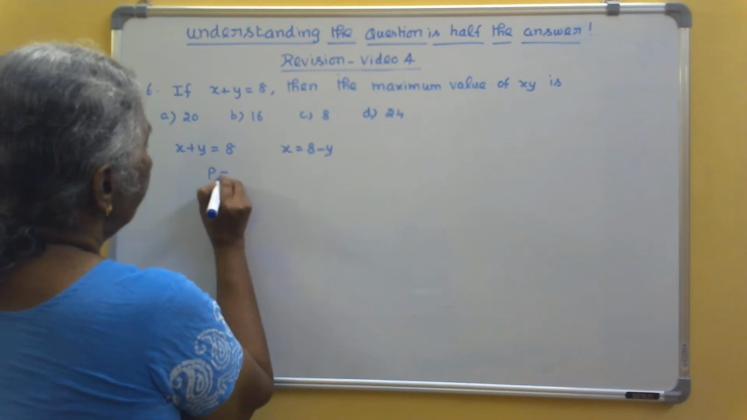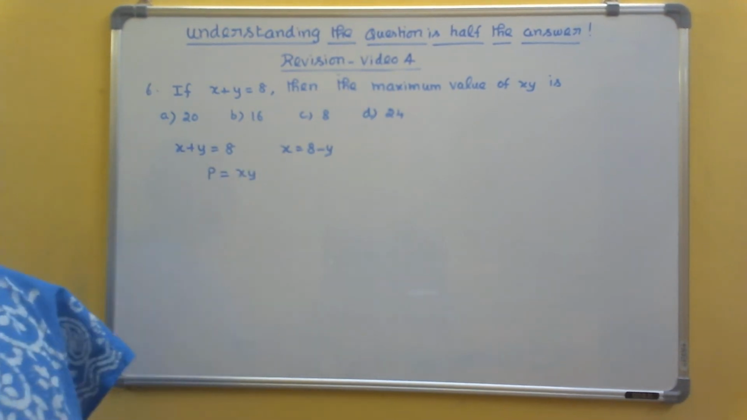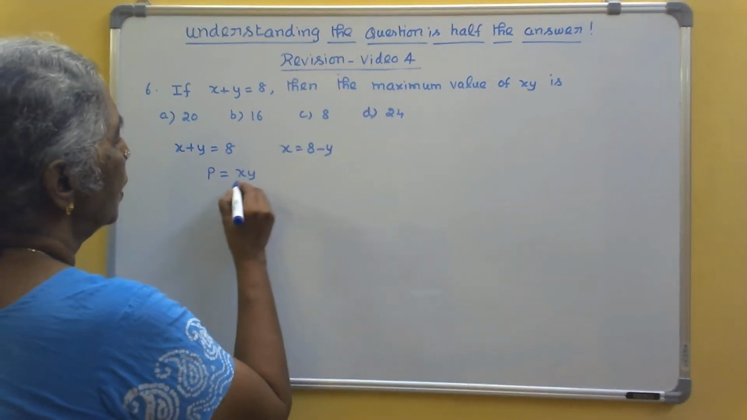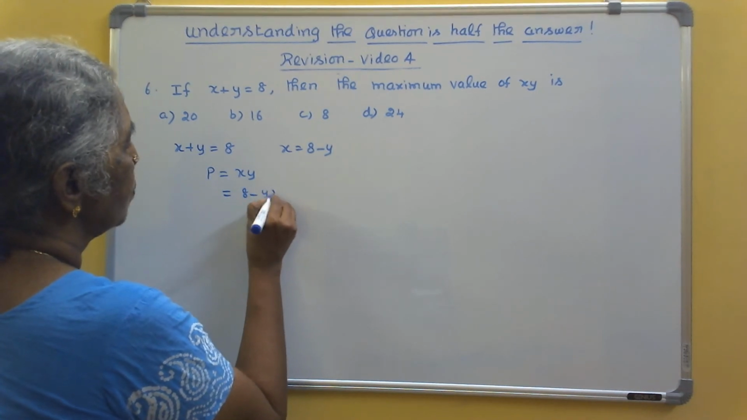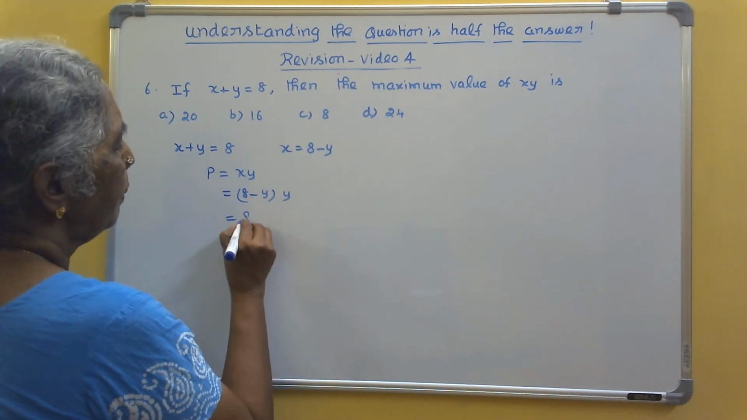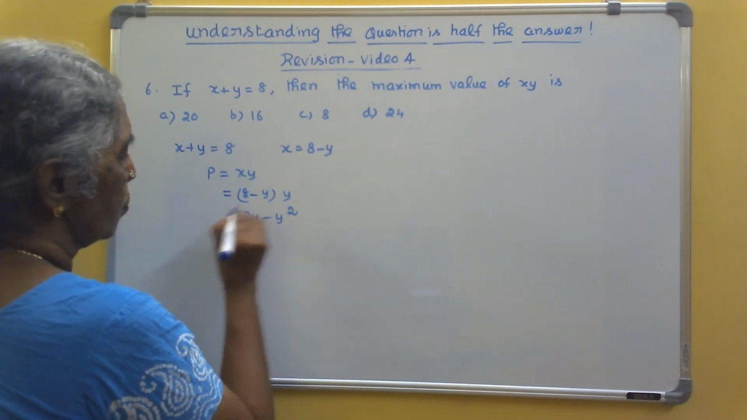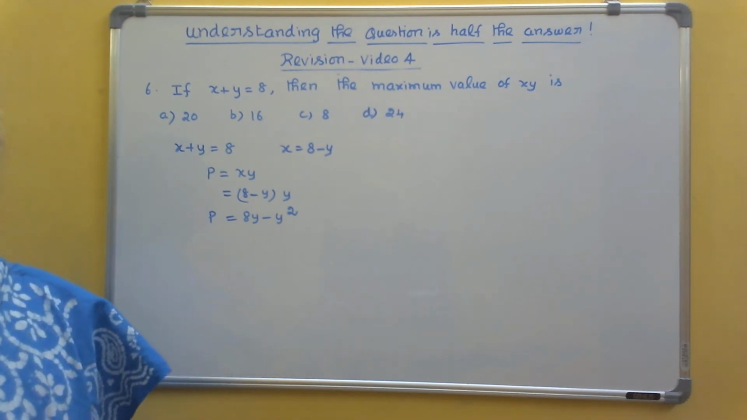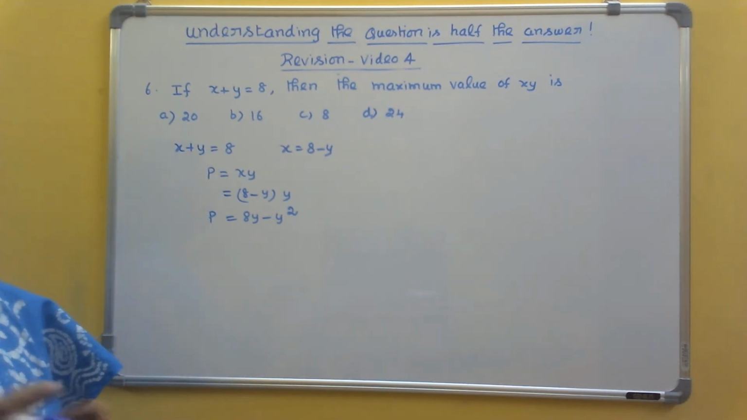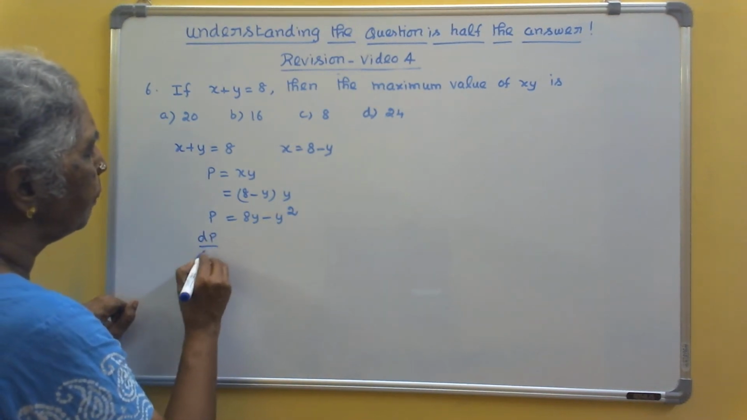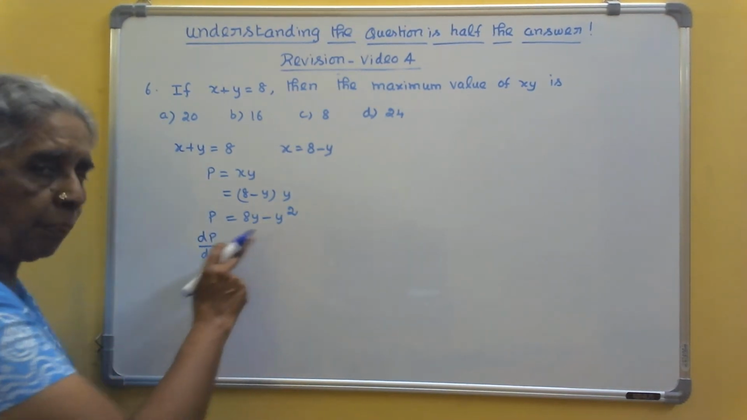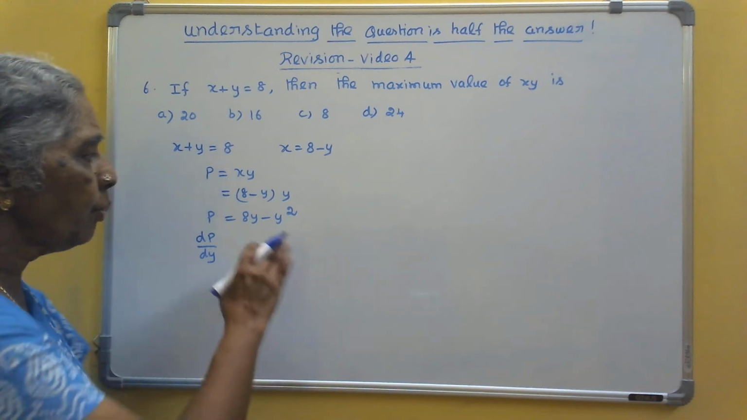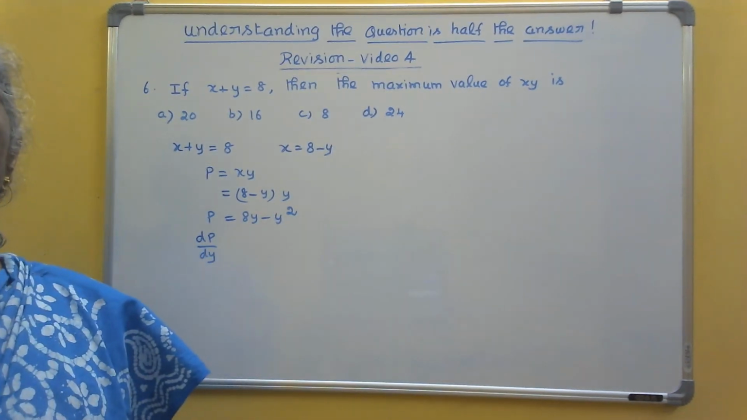Now, I take the product xy, I give the letter p. So, p is equal to xy. I want p to have maximum value. So, I can write x as 8 minus y into y, that will be 8y minus y squared. Now, I can have p in terms of x or p in terms of y. But now I have it in terms of y, so I will find dp by dy. You should know that also. Supposing your p is in terms of x, you will find dp by dx. Because now I have got it in terms of y, I am finding dp by dy.